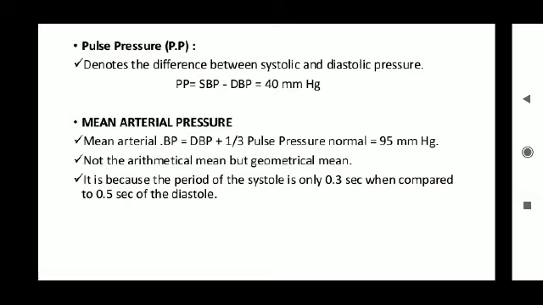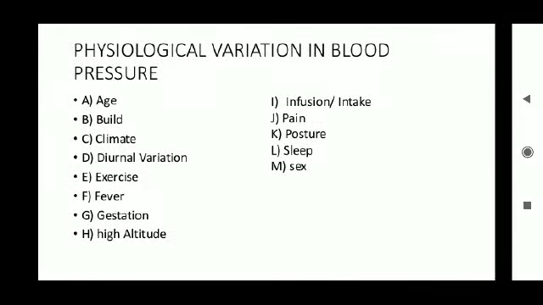Not the arithmetical mean but the geometrical mean. It is because the period of the systole is only 0.3 seconds when compared to 0.5 seconds of the diastole. Coming to the physiological variation in blood pressure, the factors that influence it are mainly age, build of the body, climate, diurnal variation, exercise, fever, gestation, high altitude, infusion or intake, pain, posture, sleep, and sex.